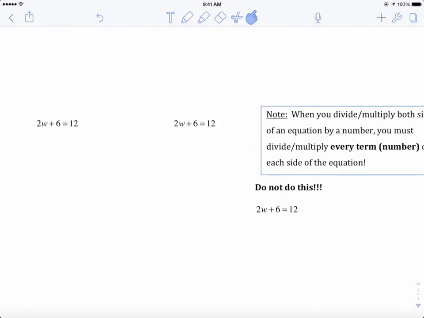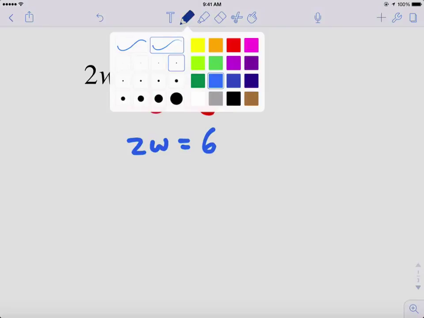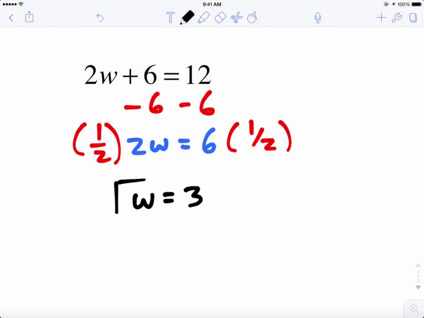I do want to make a note in this case that there is a potential pitfall that students sometimes fall into, so I want to bring that to your attention. In this particular example, 2 times w plus 6 equals 12, the first thing I would do is subtract 6 from both sides of the equation, yielding 2w equals 6. Then I would multiply both sides of this equation by 1/2 to isolate just one of those w's, and we end up with w equals 3. And life is good. So this is the way that I prefer.